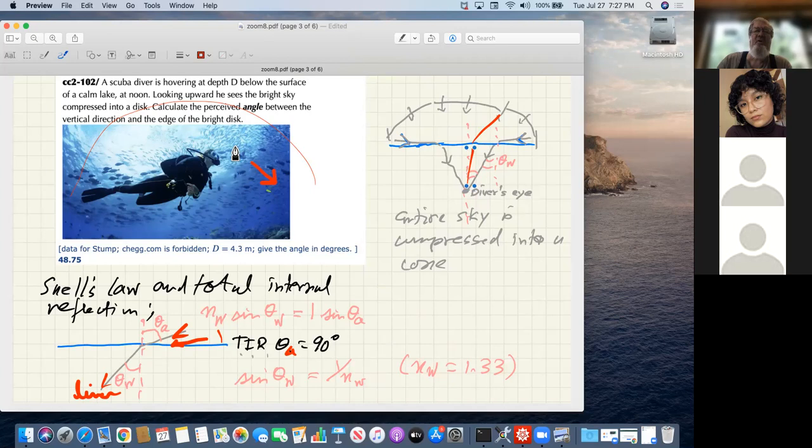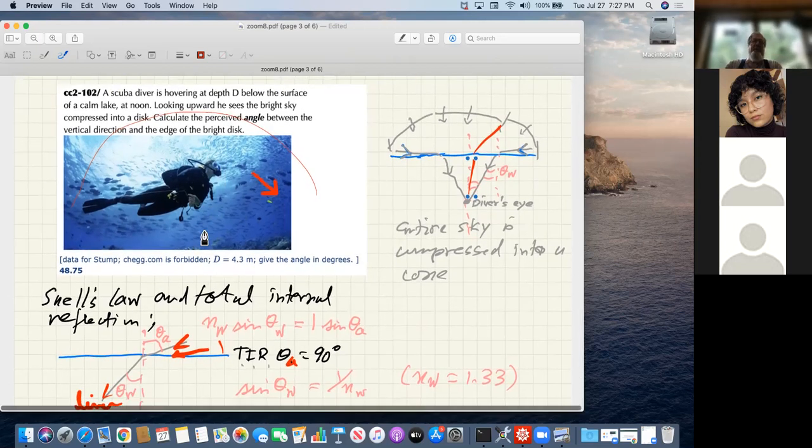This is the entire sky, as it would be seen by the camera below the diver, which has taken this picture. All right, so that's an example of Snell's law, but it's also an example of total internal reflection, which is just a special case of Snell's law.